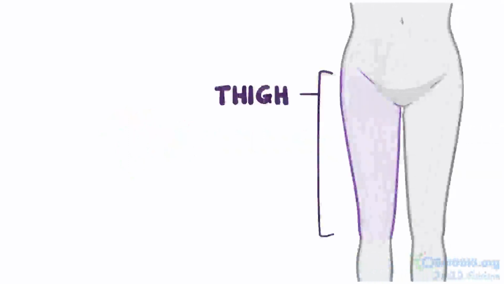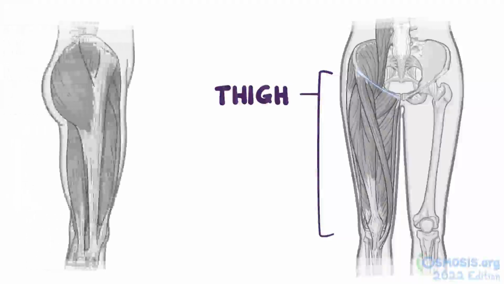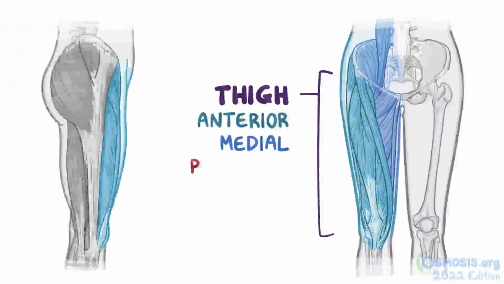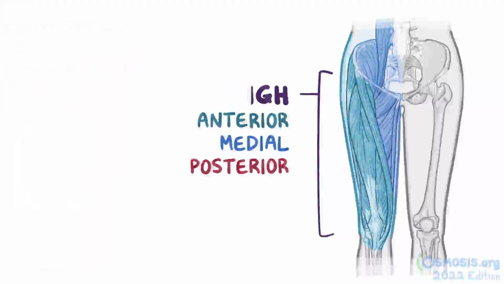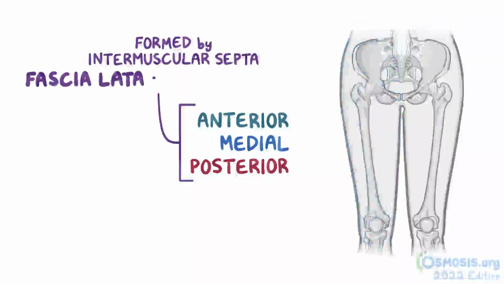The thigh is the part of the lower limb located between the hip and the knee, and it can be divided into anterior, medial, and posterior compartments that surround the femur. These compartments are formed by the intermuscular septa that originate on the inner surface of the fascia lata and attach to the linea aspera of the femur.